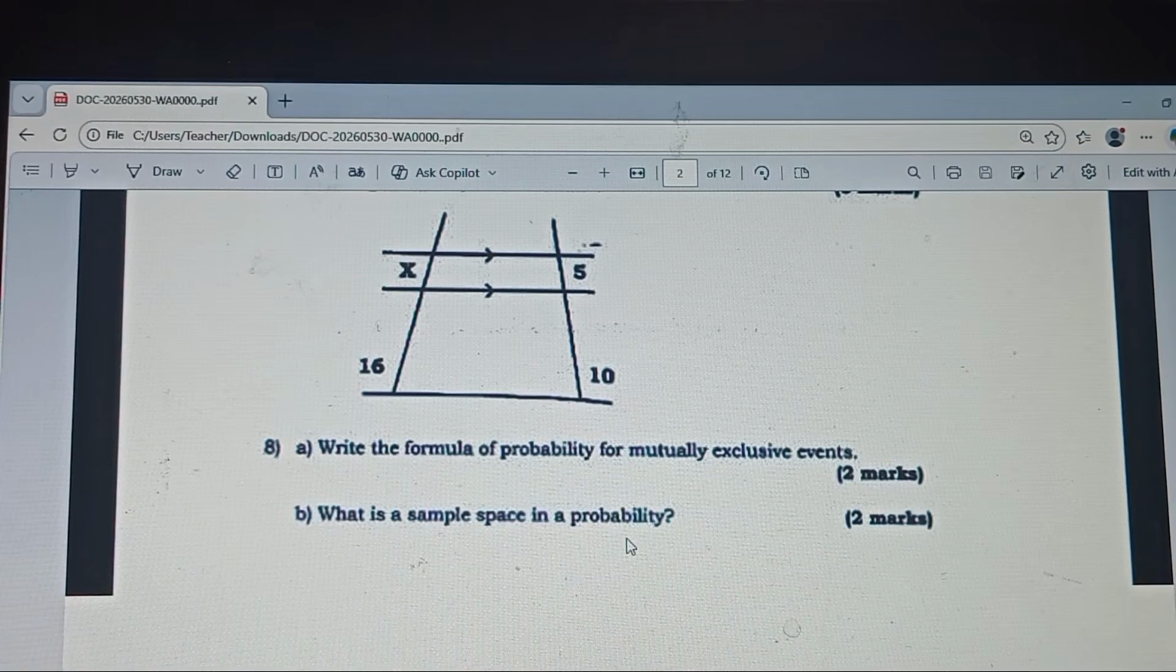The probability of A intersection B is 0 means that the probability of A union B is equal to the probability of A plus the probability of B. That is, it is not difficult. What is the sample space? That is the possible outcomes. Yes, I will show you in the marking guide.